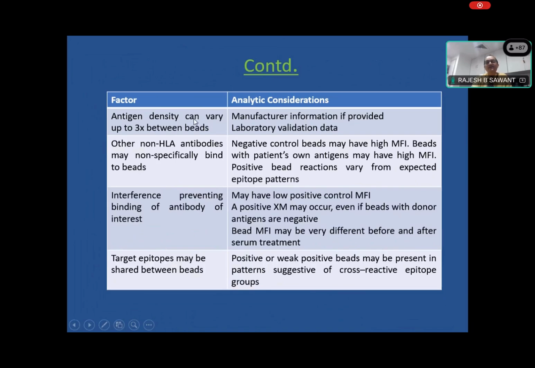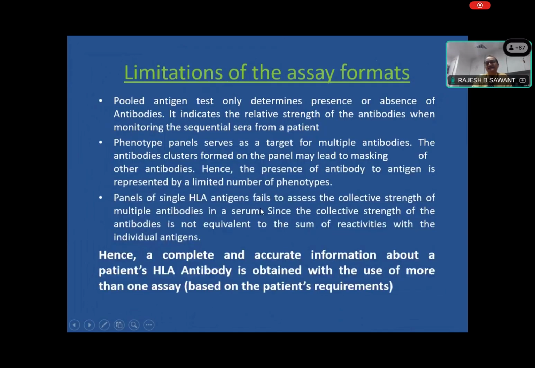Other non-HLA antibodies will also non-specifically bind to various beads. So non-specific binding has to be kept in mind. Interference with various other factors when you are doing antibody testing is very important. And also sharing of target epitopes needs to be kept in mind when you are interpreting your antibody-based tests, right? So with this, I think we will be able to understand the limitations also of these assays, because the pooled antigen test or these assays as they are used, you may be using a class 1, class 2 screening, or you may be using just a lysate based cross match, etc.